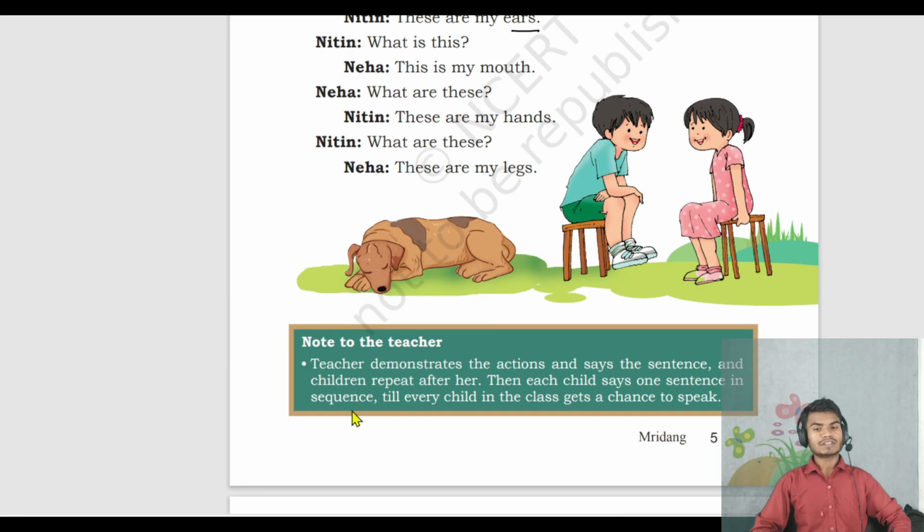And let's go and read this. Note to the teacher. Teacher demonstrates the action and says the sentence, and children repeat after her. Then each child says one sentence in sequence till every child in the class gets a chance to speak.